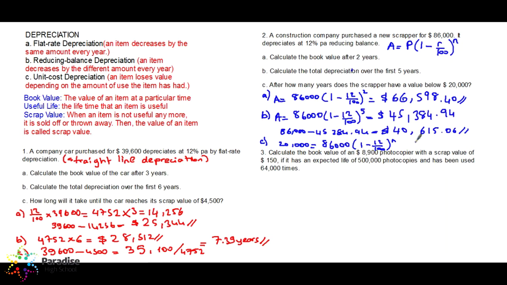So what would be the answer here then? What we are going to do, both sides divided by 86,000. I don't have a space. Please do it yourself. Then we will take logarithm to find n.